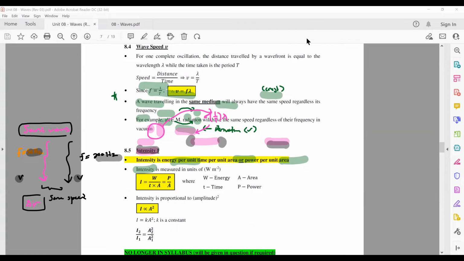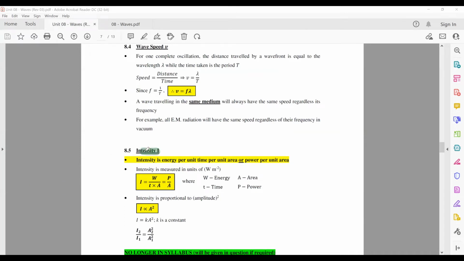Okay, then the next one you may not have heard of before is intensity. Intensity is, I think, new for you. Intensity, I, is the energy per unit time per unit area, or rather is power per unit area. Intensity is a measure of the energy of the wave. It is defined as energy per unit time per unit area. If you've gone through the energy and power chapter already, energy per unit time is actually power. So that's why we can also say it is power per unit area, in other words.